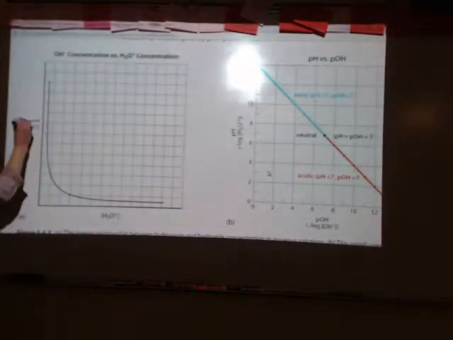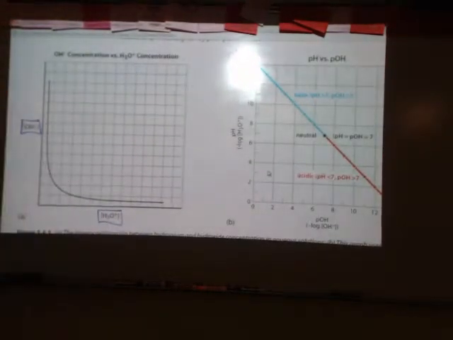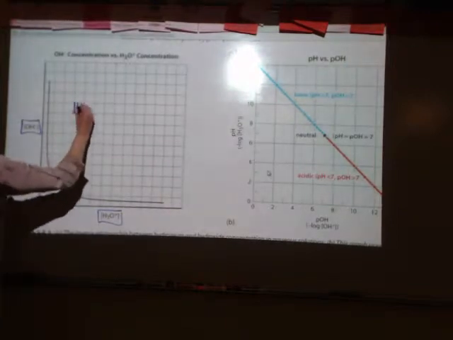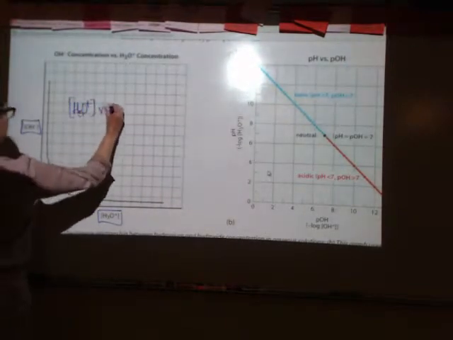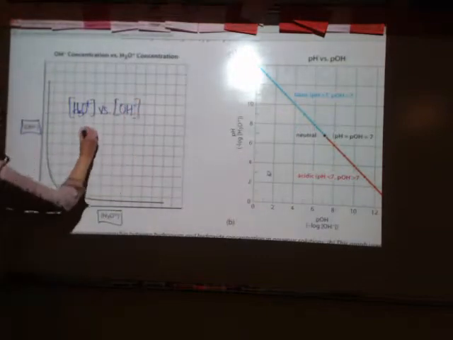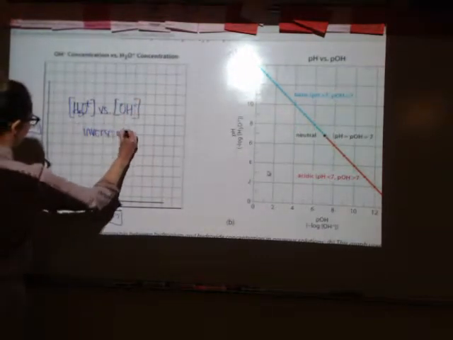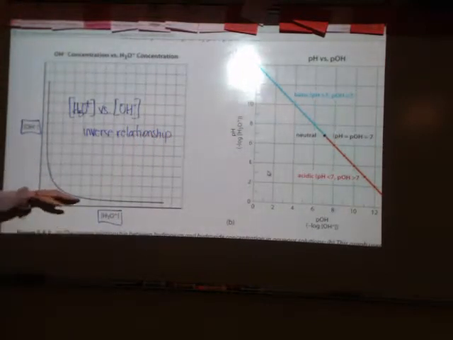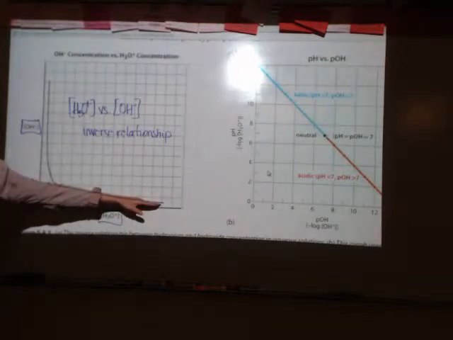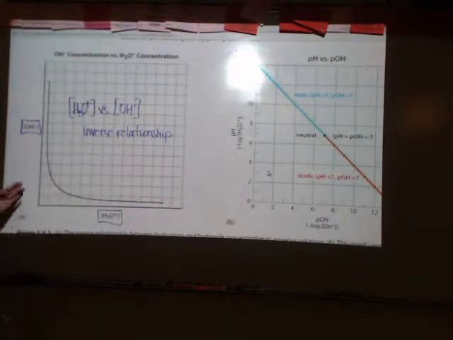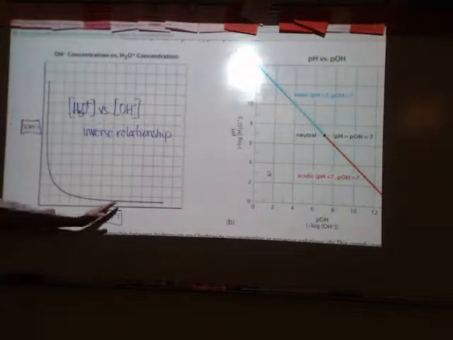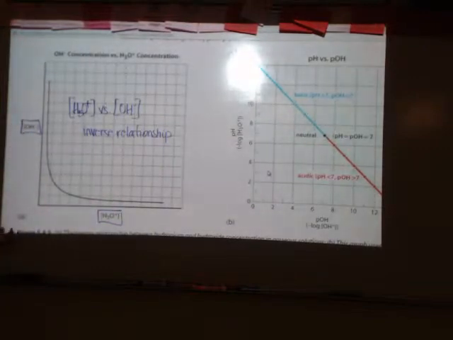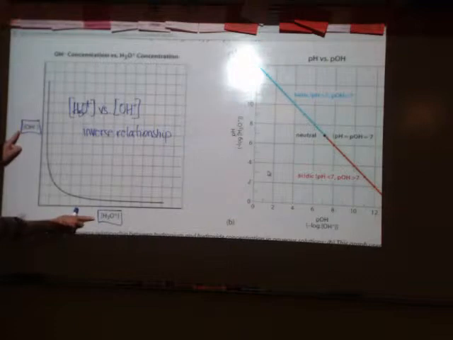Well, here you can see that hydroxide is on the y-axis, hydronium is on the x-axis, and the hydronium ion concentration versus the hydroxide ion concentration gives you an inverse relationship. So as my hydronium ion concentration is increasing, my hydroxide ion concentration is decreasing. Or as my hydroxide ion concentration increases, my hydronium ion concentration decreases. Okay? If I take the negative log of these concentrations, I get pH and pOH.